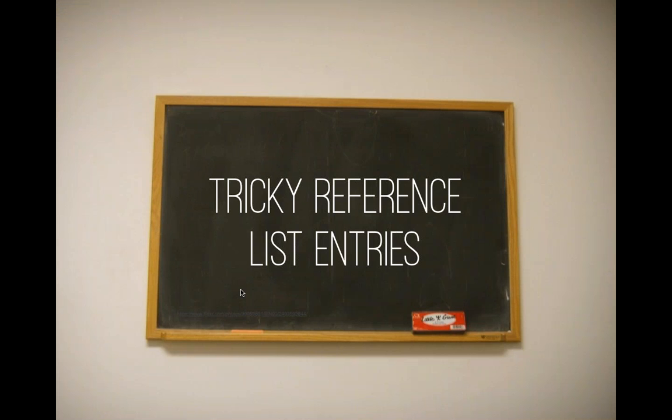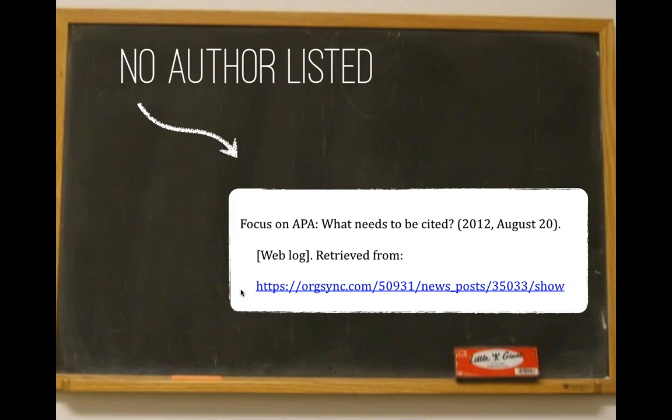All right, so we've talked about a basic reference list entry, but what if we don't know the author's name or the date of publication? For this example, let's pretend that the article we just referenced has no author listed. Notice that the title of the article moves to the front of the citation in place of the author's last name. And then the rest of the information remains the same.